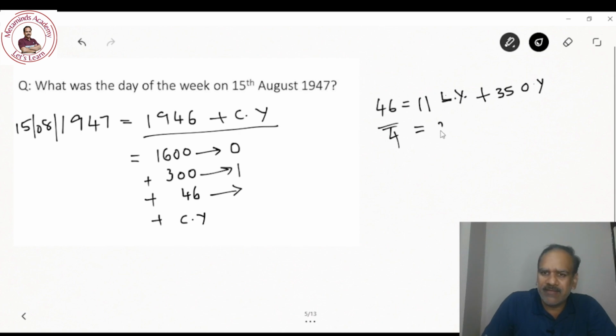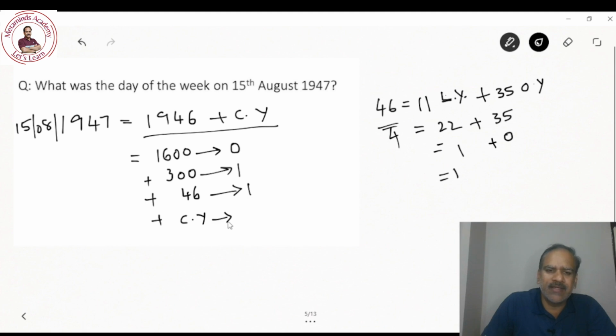So 11 leap years has 22 odd days. This has 35 odd days. 35 is equal to 0 because when you divide it by 7, this is a multiple of 7. And 22 divided by 7, you will get 1 odd day. So totally 1. So this 46 years has 1 odd day.